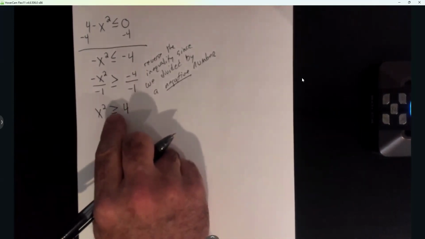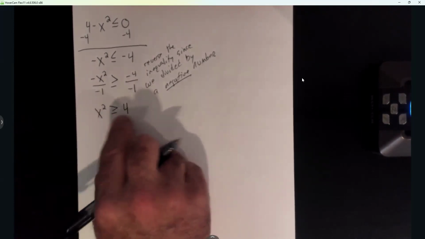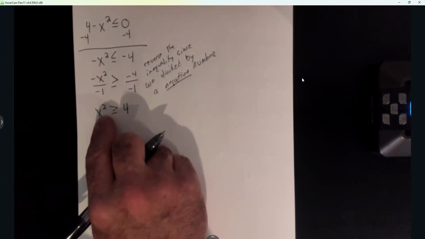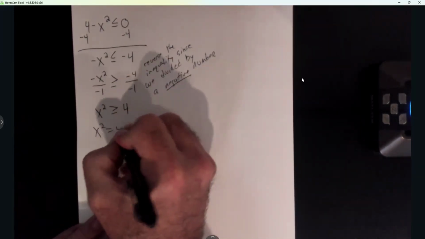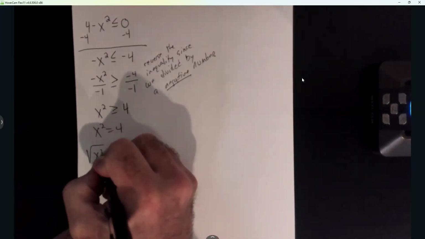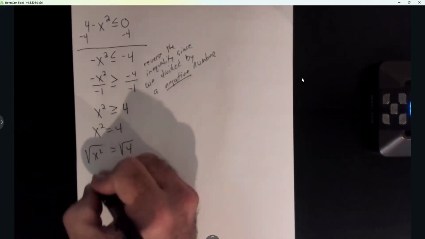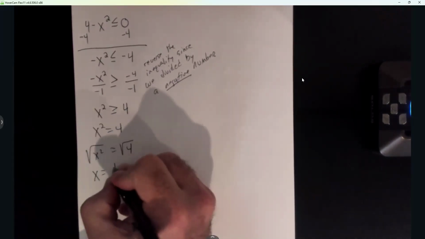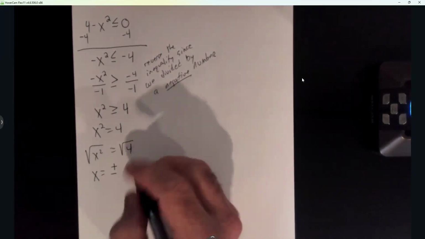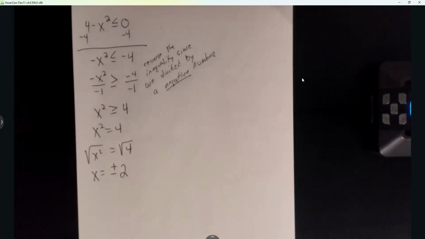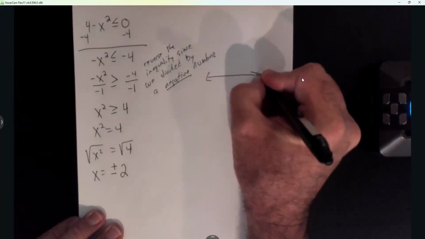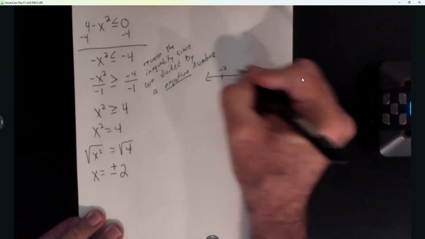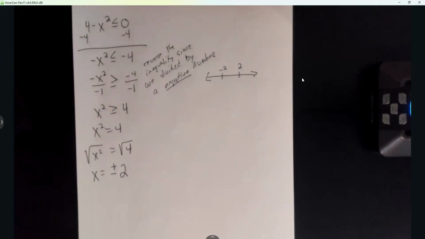This is going to determine my true or false when I put a 0 in, okay? I'm going to use this one when I test 0. All right, now to solve this, I'm going to set x squared equal to 4. I'm going to take square roots of both sides. So square root of x squared is x equals plus or minus square root of 4, which is 2. So your number line for that one will be a negative 2 and a positive 2.